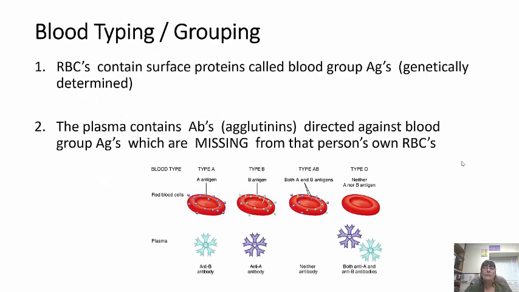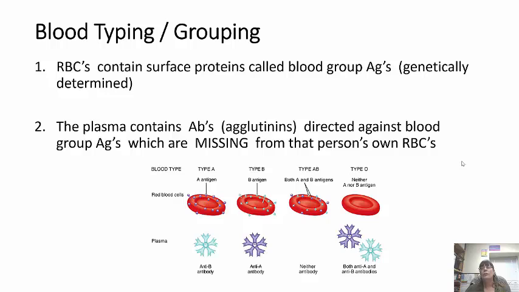Blood typing is something that is very necessary for a lot of reasons. Red blood cells basically have a surface antigen. That antigen is the blood type. So if you are type A, that means you have the A antigen. Type B, you have the B antigen. Type AB, you have both antigens. And type O, you have neither antigen.